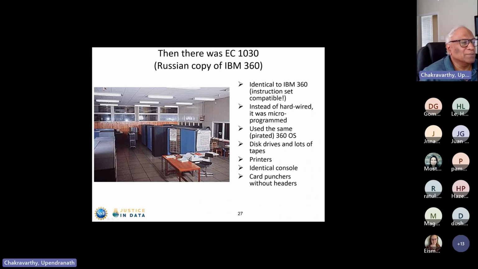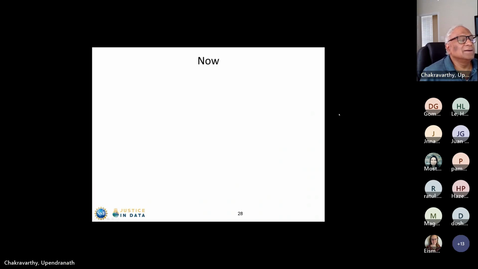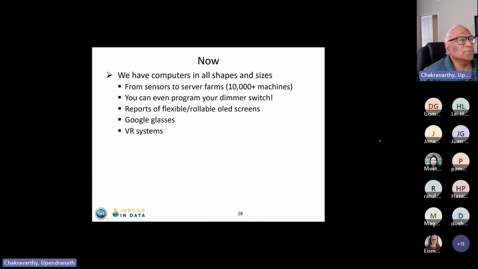This was another one on which I worked, which is the Russian replica of IBM 360. Very interesting story. Now, we have computers in all shapes and sizes, from sensors to server farms.